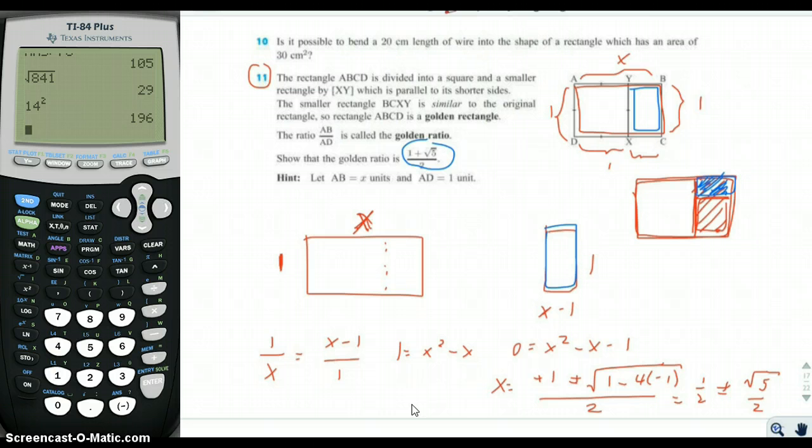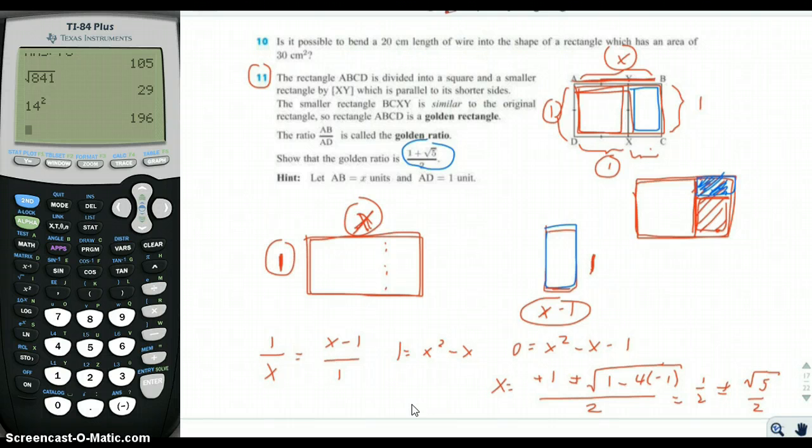Well, we already said that the vertical side is 1. And then we can calculate this side by the fact that the whole rectangle is x. We named it x. And then we know that if we drew a square here, this is also 1 because this side of the square is 1. And so what's left over here is x minus 1, right? So we have a sideways rectangle that is x long and 1 tall. And we have an upright rectangle that is 1 tall and x minus 1 wide.